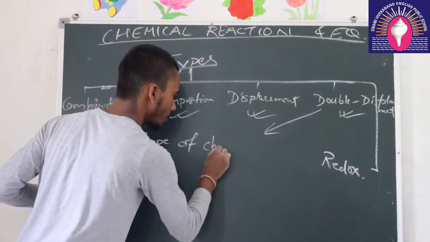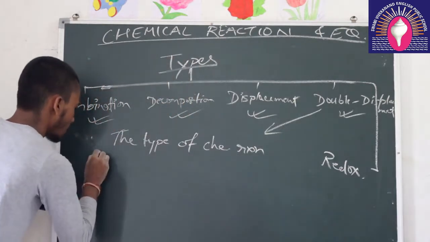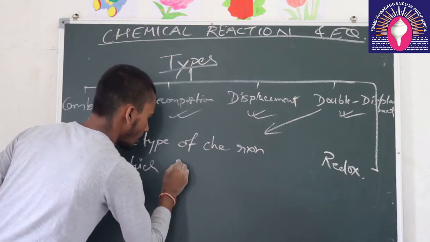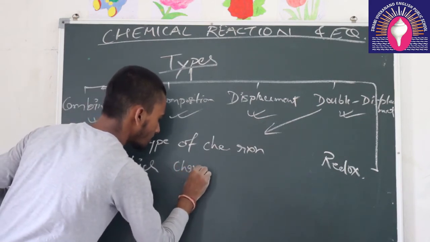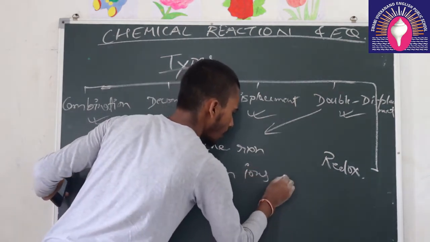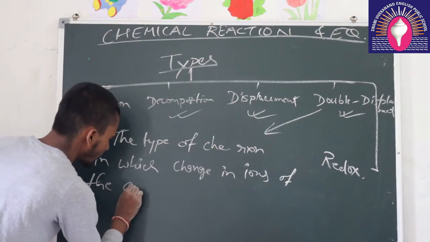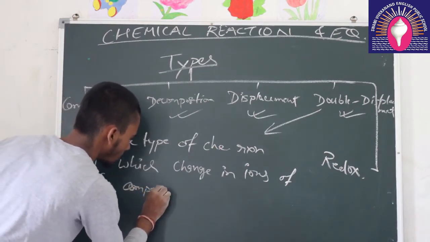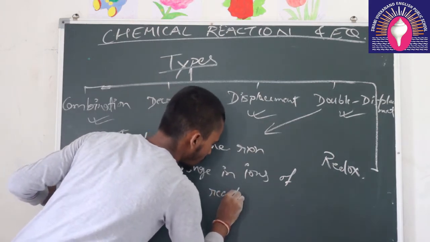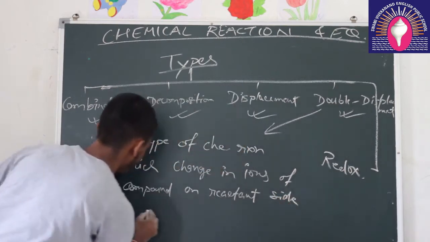Double displacement reaction is the type of chemical reaction in which change in ions of the compound on the reactant side takes place.